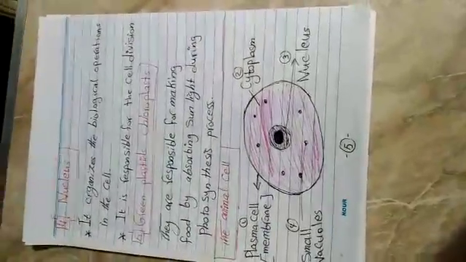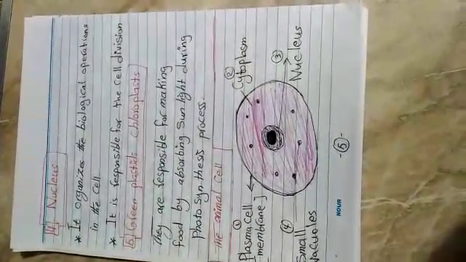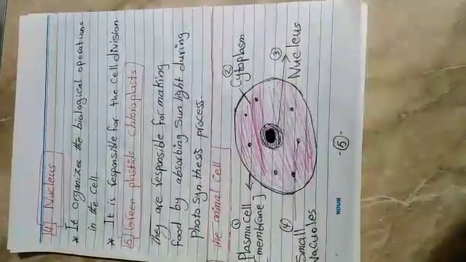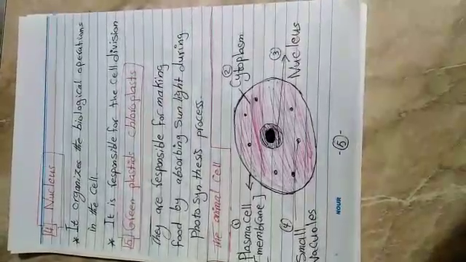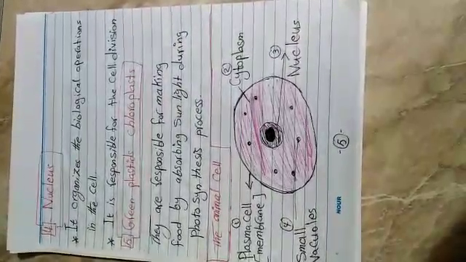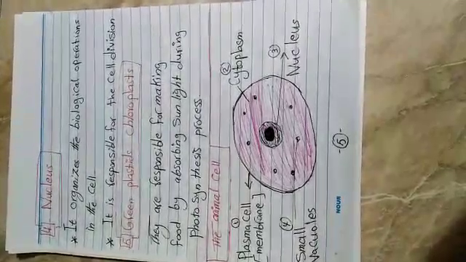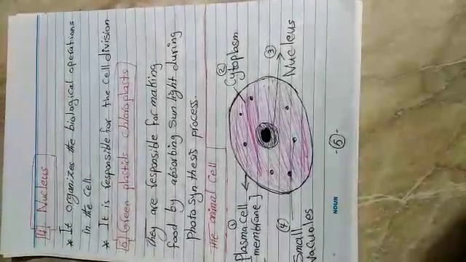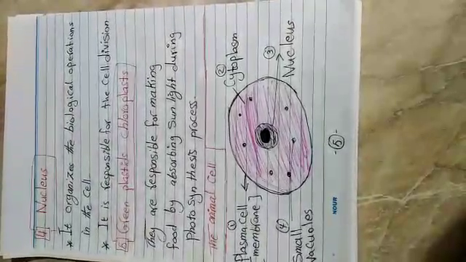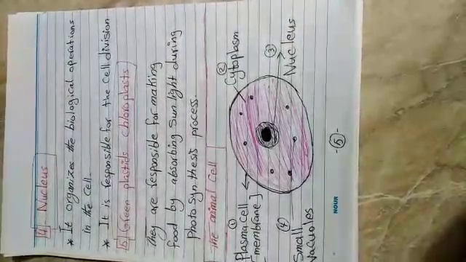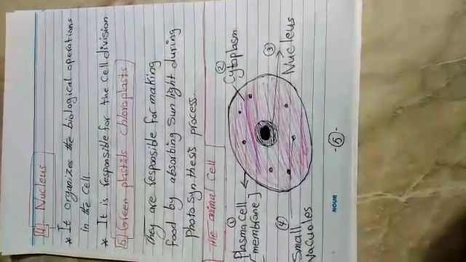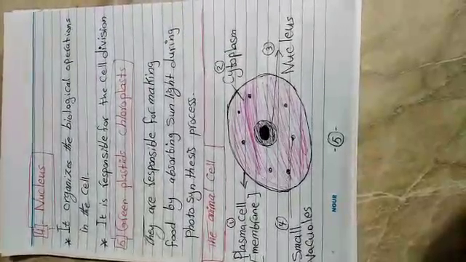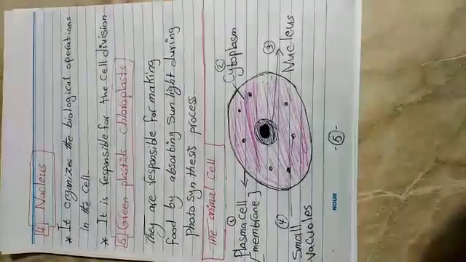What's the nucleus used for? It organizes the biological operations in the cell. And it's responsible for cell division. When a cell in the body of a living organism divides into other cells, it's the responsibility of the nucleus. So the nucleus is responsible for cell division.